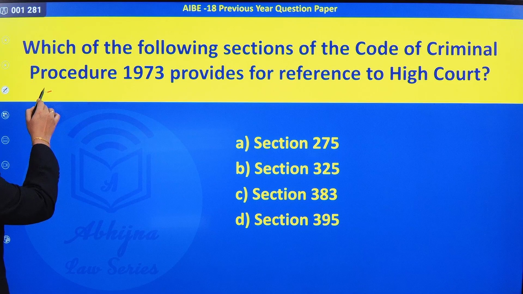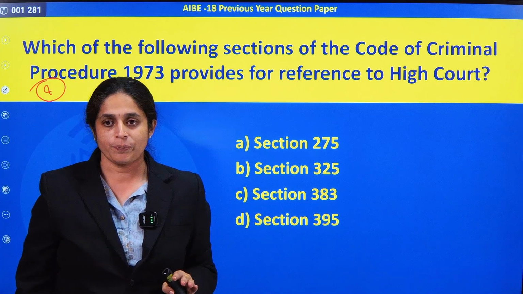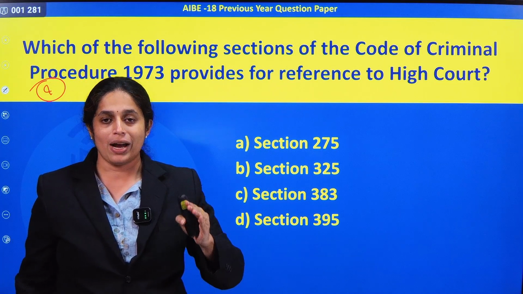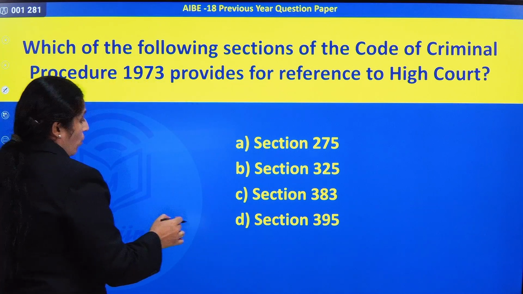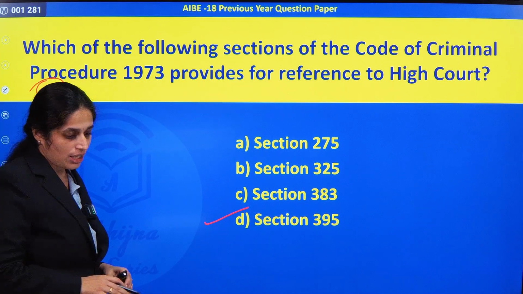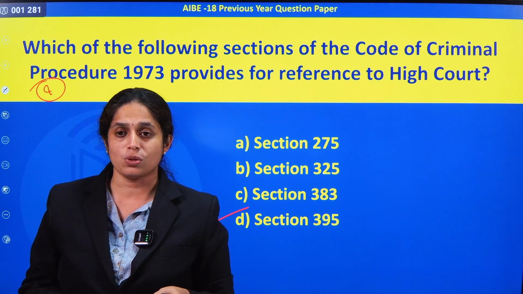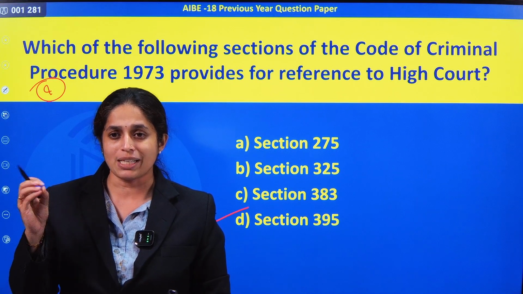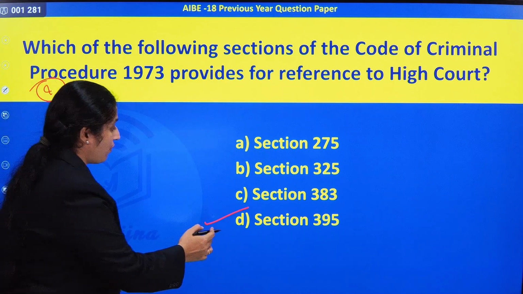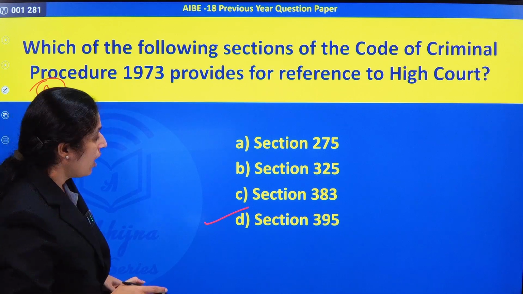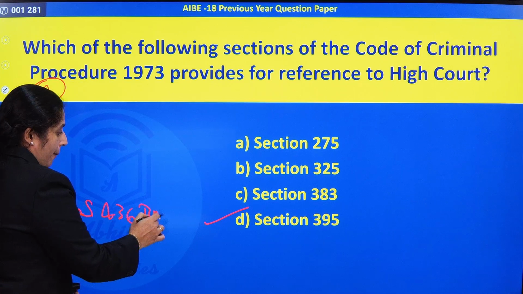The next question, the fourth one, which of the following sections of the CRPC provides for a reference to High Court? So, CRPC provides appeal provisions, reference and revision. So, this is a direct question. When the magistrate or the sessions court has a question as to the validity of a particular act or a substantive question of law is involved, they can refer the matter to the High Court. So, section 395 CRPC speaks regarding this. The corresponding BNSS section is section 436 BNSS.